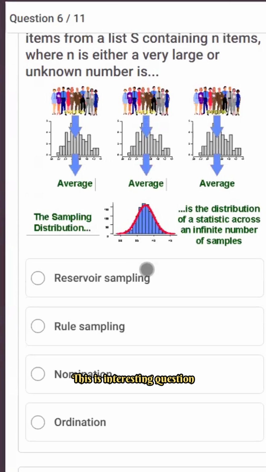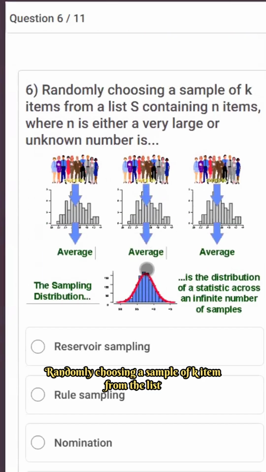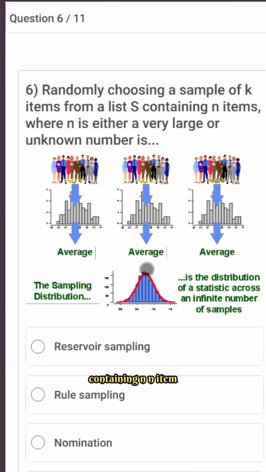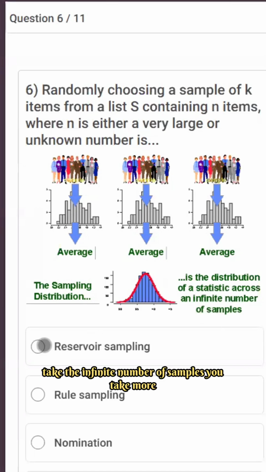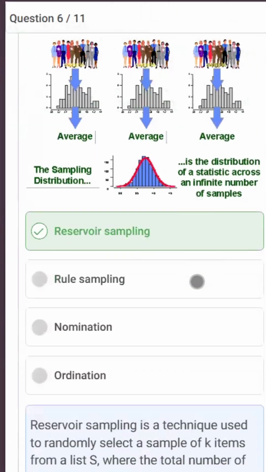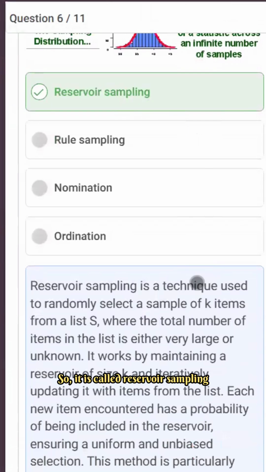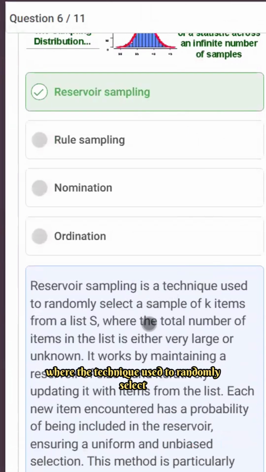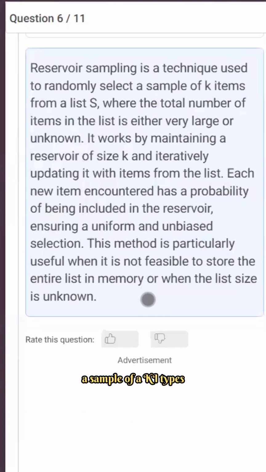This is an interesting question. Randomly choosing a sample of k items from a list S containing n items, where n is either very large or unknown. Take an example of this one. This is the average, and again you have the sample distributions, a symmetrical one, the bell curve, and the distribution is taken across an infinite number of samples. You take more. So this is the one. It is called reservoir sampling, a technique used to randomly select a sample of k items.